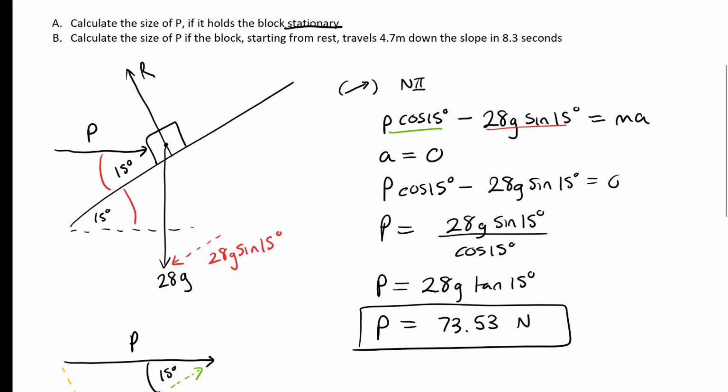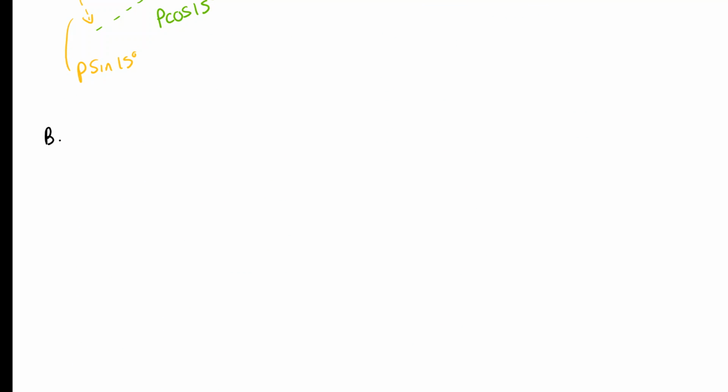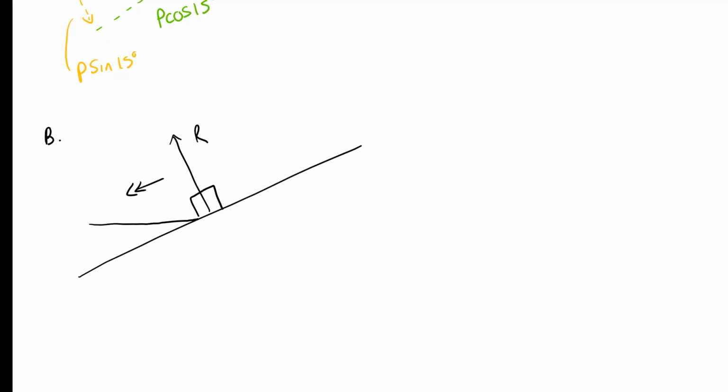In part B, we've got calculate the size of P if the block, starting from rest, travels 4.7 meters down the slope in 8.3 seconds. We should just draw another picture here. So in part B, this does slide down the slope. So it's got to be accelerating down the slope. Still got a reaction force acting on it. P still acts on it, but we don't know how large it is. It's got to be smaller than the last case because it's allowing this to slide down the slope.